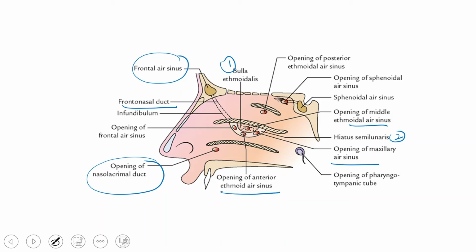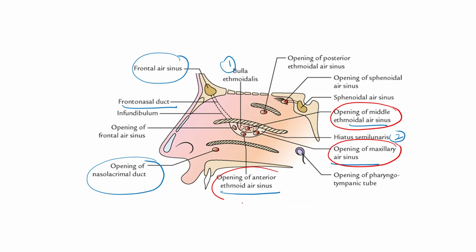In total, the middle meatus receives the openings of four paranasal air sinuses. Number one is the middle ethmoidal air sinus into the bulla. Next is the maxillary air sinus into the floor of the hiatus semilunaris. Next is the opening of the anterior ethmoidal air sinus into the infundibulum, and last is the opening of the frontal air sinus into the summit of the infundibulum through the frontonasal duct.